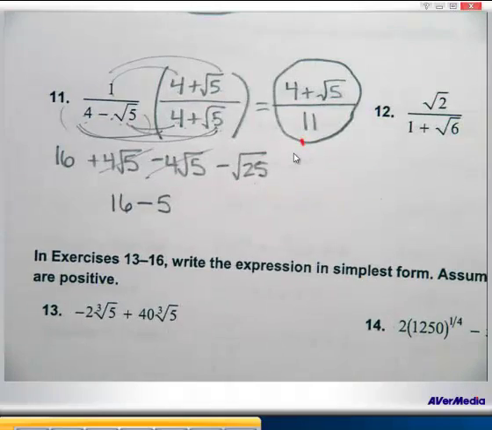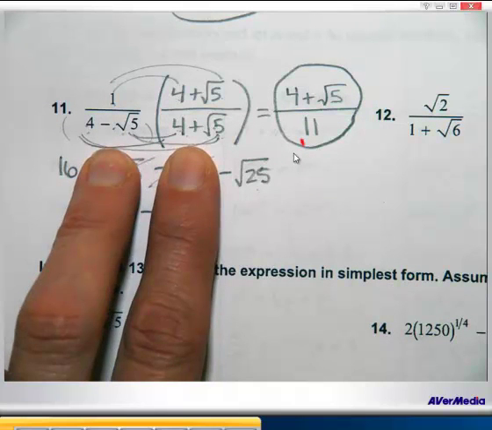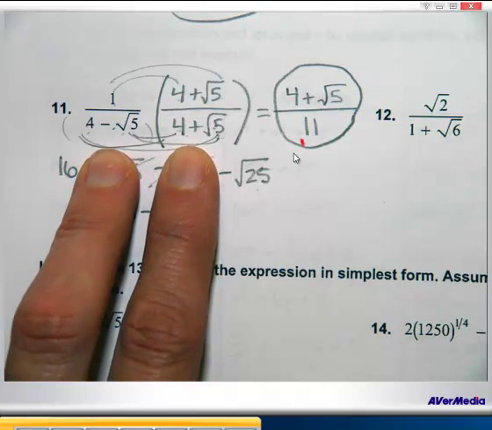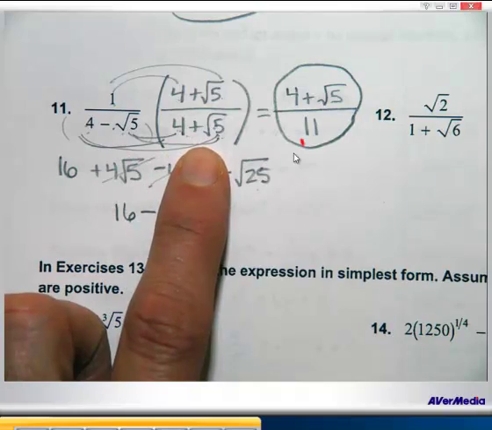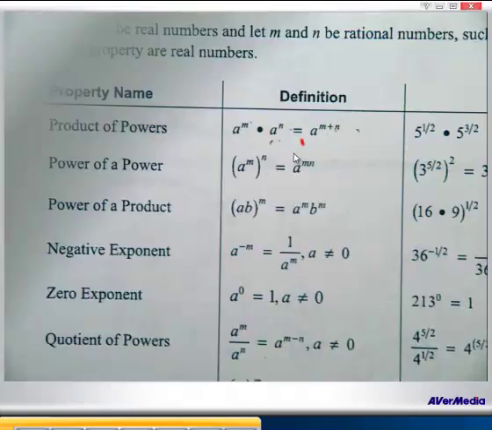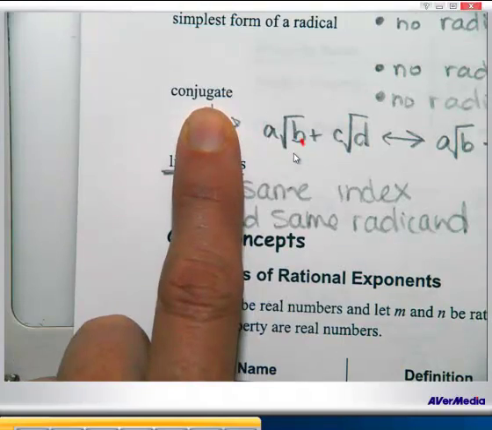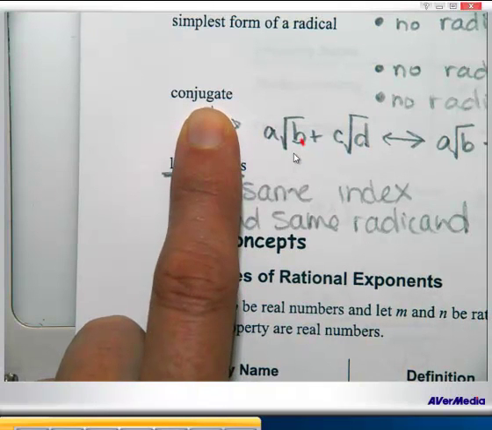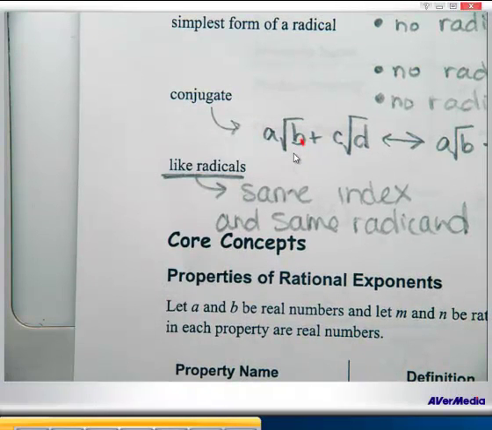No, what did we do for number 11? We multiplied by this thing. What was this thing called? That was called a radical. That was called... no, conjugate. Can you say it? Can everybody say conjugate? Conjugate.